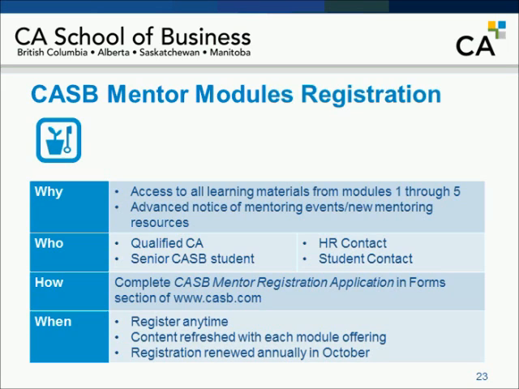Who can register? Qualified CAs or CASB students who are more senior to the students they are mentoring can register. HR and student contacts at CA training offices can also register, even if they are not CAs. To register, complete the CASB Mentor registration application in the Forms section of the CASB website. Registration is valid until mid-October of each year, and content is refreshed with each module offering. We will contact you each fall to renew your registration for the coming year.